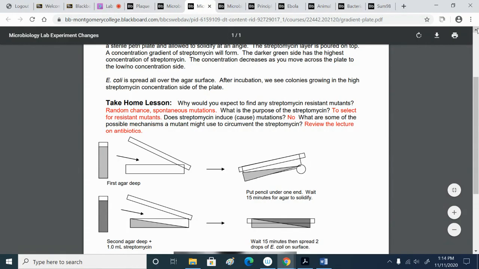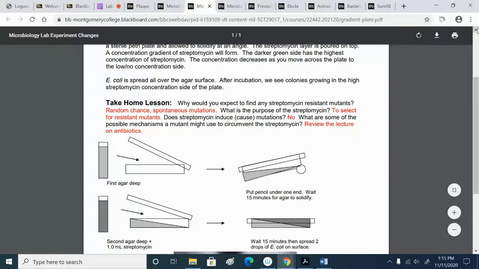So in this experiment, what is the purpose of the streptomycin in this experiment? To select for resistant mutants. So to select E. coli that can survive. Yep. So the streptomycin is our selection agent. We're using it to select for those naturally occurring resistant mutants. And the reason why we know they're there is because they're growing in the high streptomycin concentration. So streptomycin, we're using it to select for resistant mutants.